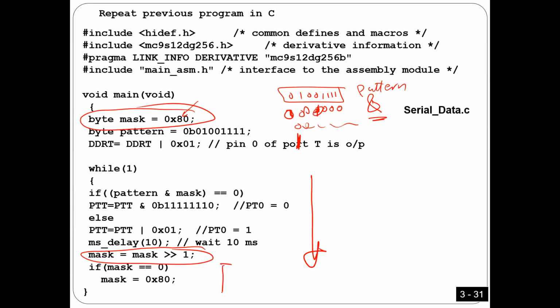So look at what I did here, guys. In every iteration, I'm going to shift the mask, as you see here. After you shift the mask, if the mask is equal to 0, that means you shifted it all the way. Please make it 80 again.